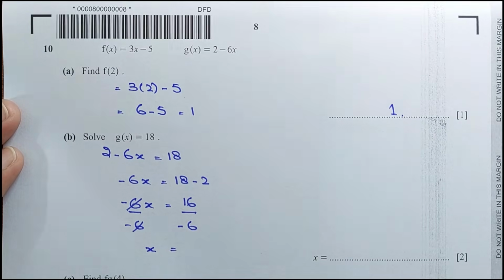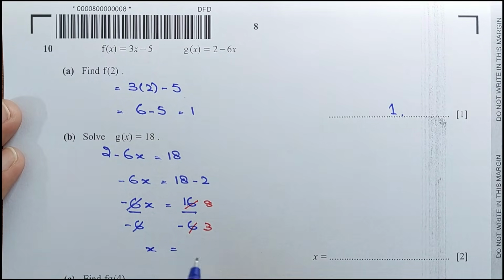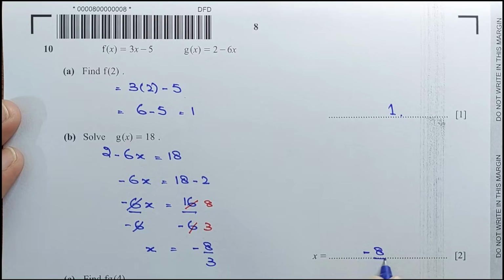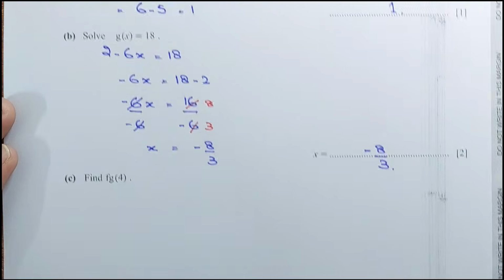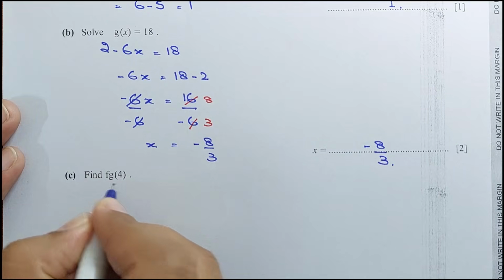X would be equal to, let me simplify this. 2 times 3 is 6, and 2 times 8 is 16. So the simplified answer for x is negative 8 over 3, minus 8 over 3. Right. Now for part C, find g f of 4, f g of 4.